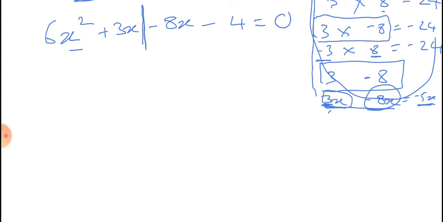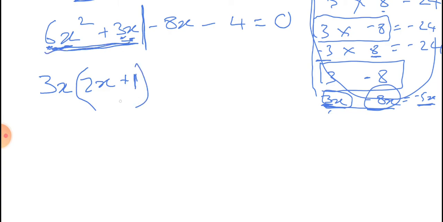So we're going to factorize this bit here. If we look at the numbers 6 and 3, the highest common factor is 3. And if we look at the x's, there's the x squared here and the x here, so the x will go outside the bracket. So 3x will go outside the bracket. 3x times what will make 6x squared? That's going to be 2x here. And 3x times what makes 3x? Well, that's just 1, so plus 1. So when we factorized this bit, we got 3x, open bracket, 2x plus 1, close bracket.